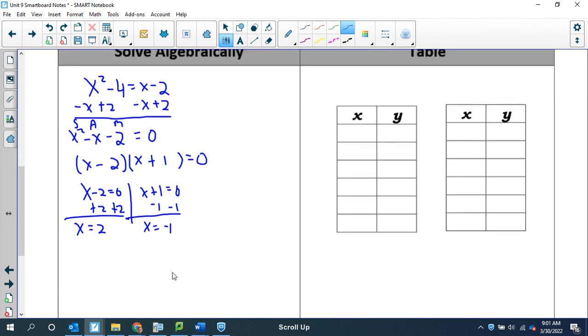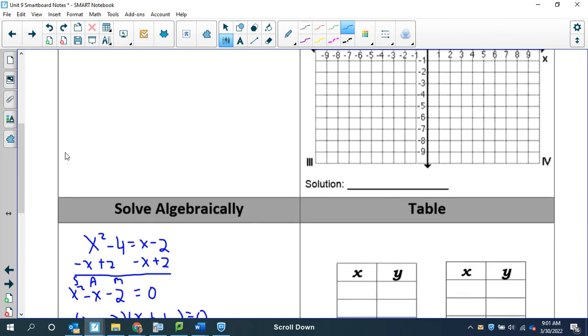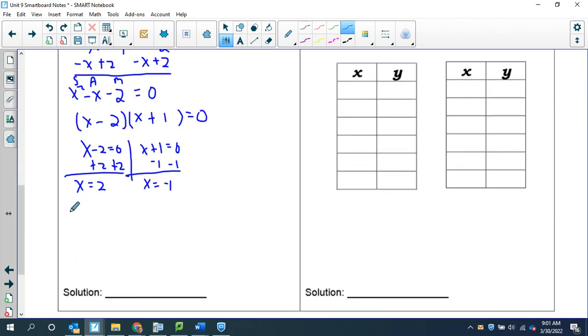Again, don't forget, we need to go back and get y values now. So it's easier to probably put in the bottom equation, so that's what I'm going to use. So my first equation, I'm putting 2 in for the bottom equation. Remember that bottom equation was x minus 2, so it's going to be 2 minus 2, which is 0. So the first solution is going to be (2, 0). The second one, I do -1 minus 2, which is -3. So we'd be at (-1, -3).